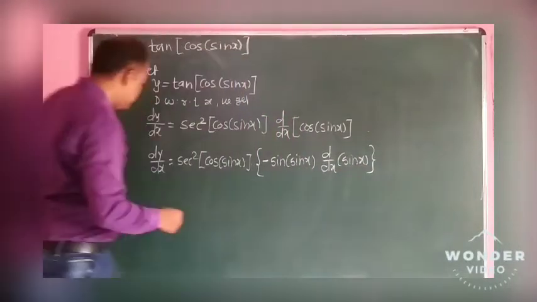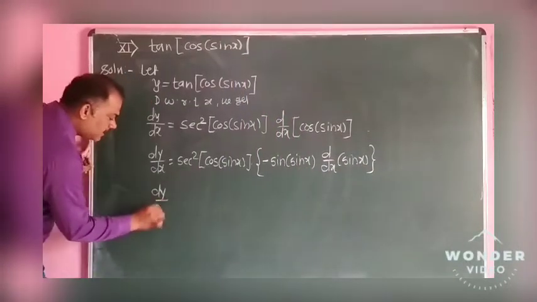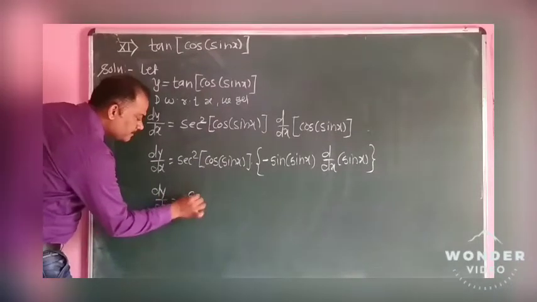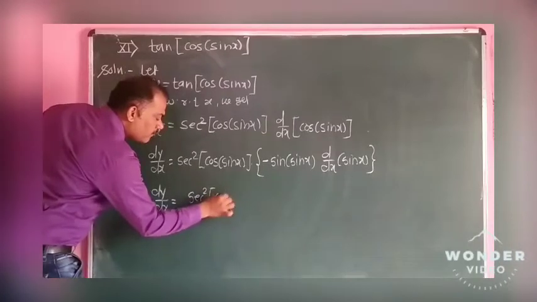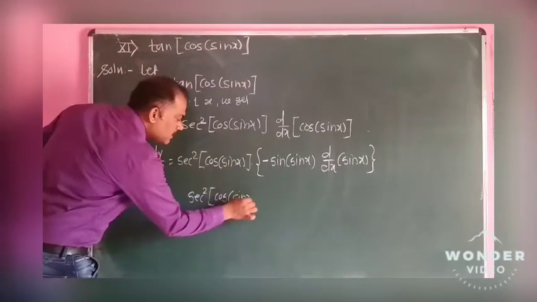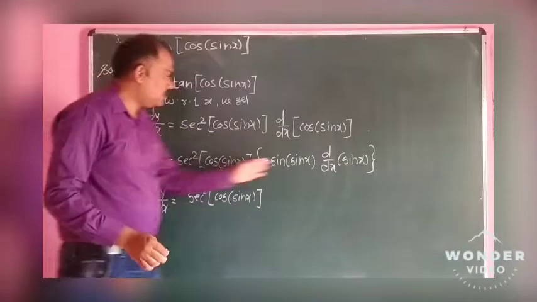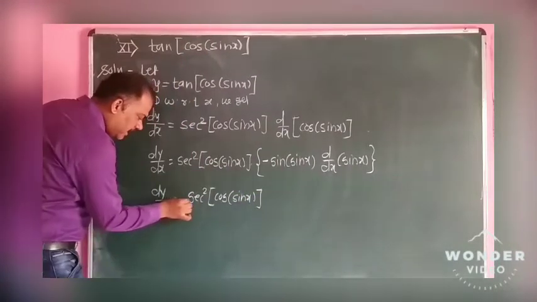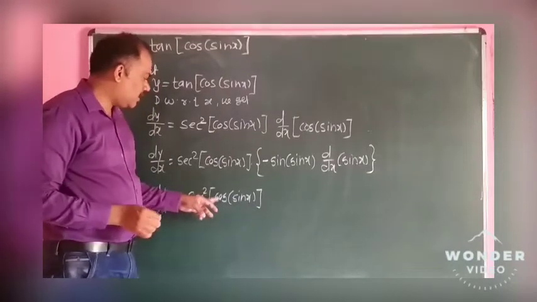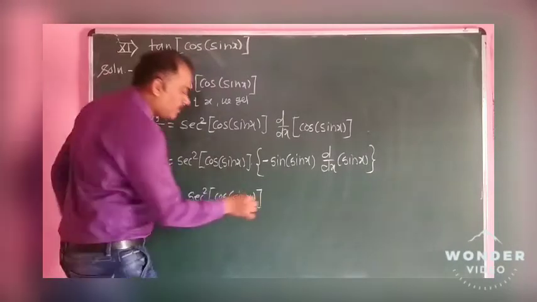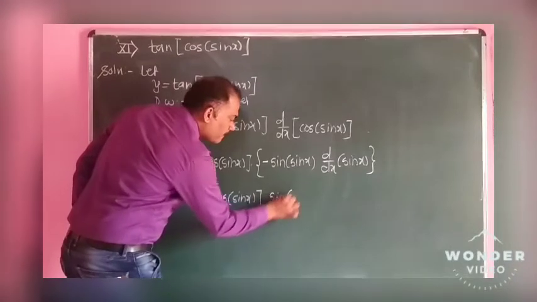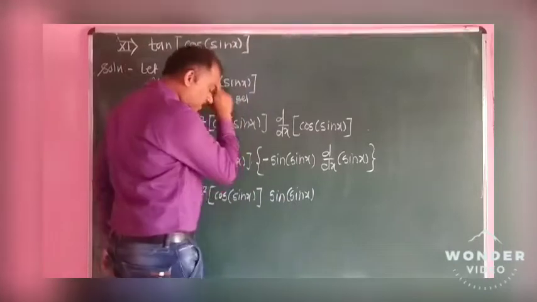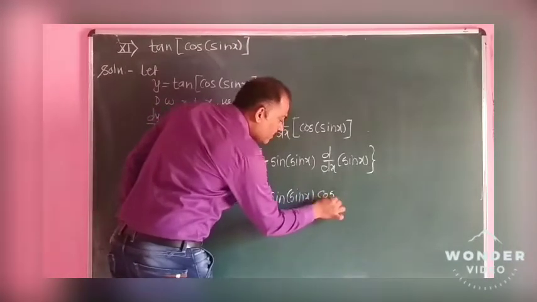dy by dx is equal to sec square cos of sin x. Here all these are multiplication, so we can take this minus out at the beginning. That is minus sec square cos of sin x into sin of sin x into, what is the derivative of sin x? Derivative of sin x is nothing but cos x.